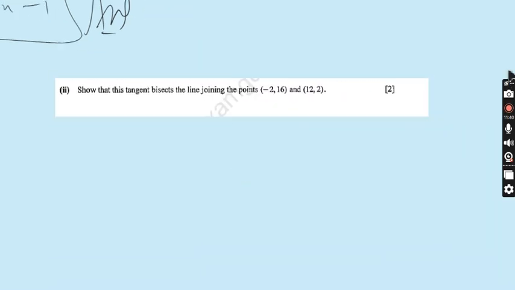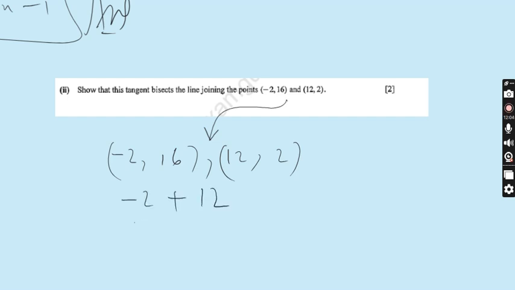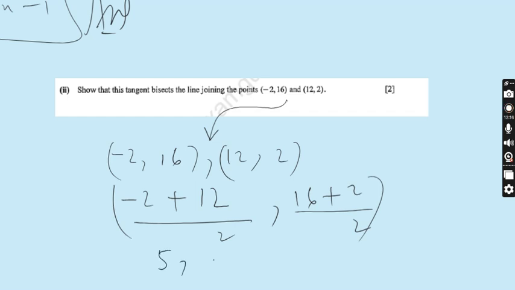Show that this tangent bisects the line joining the points minus 2, 16 and 12, 2. Very easy. Bisect means to find the midpoint of these two coordinates, minus 2, 16 and 12, 2. Midpoint is x1 plus x2 upon 2 comma y1 plus y2 upon 2. 12 minus 2 is 10 upon 2 is 5. 16 plus 2 is 18 upon 2 is 9. So 5, 9.